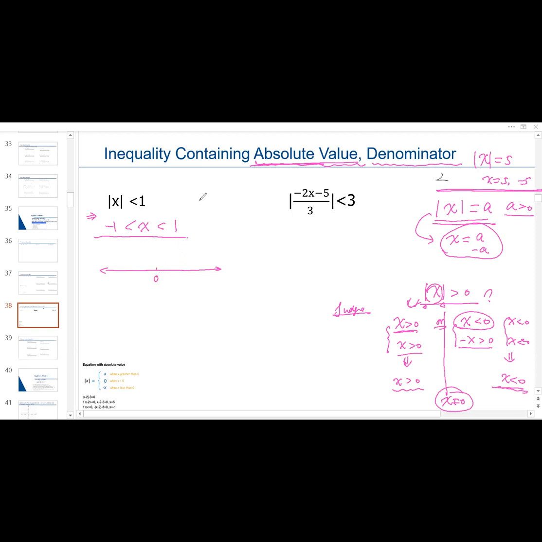This is 0. We say x minus 0, absolute value less than 1. What does this mean? Suppose one point is 0, and the other point is x. x minus 0 means the distance between these two points, right? The distance between these two points should be less than 1. It means any point whose distance to 0 should be less than 1.